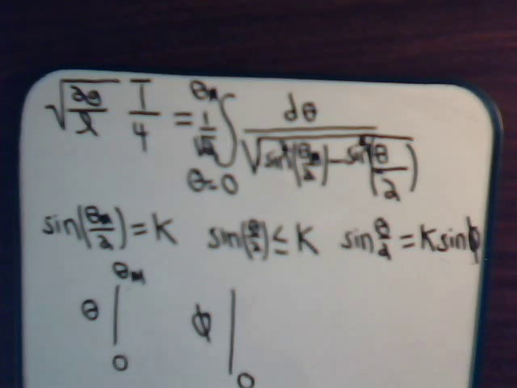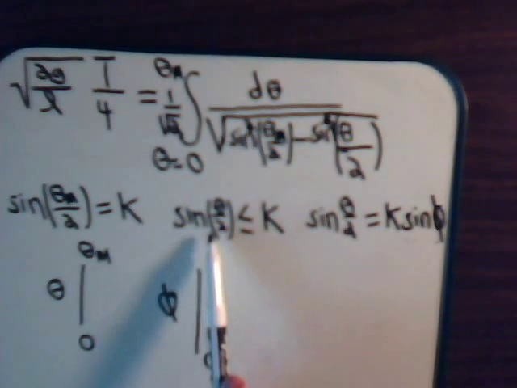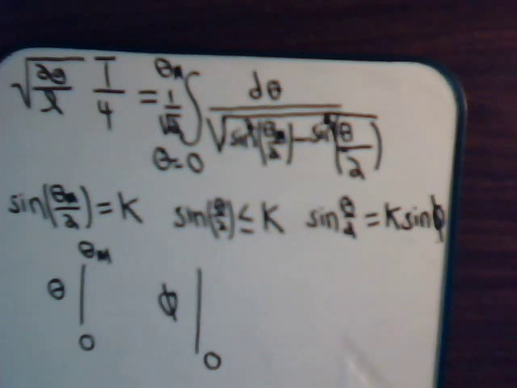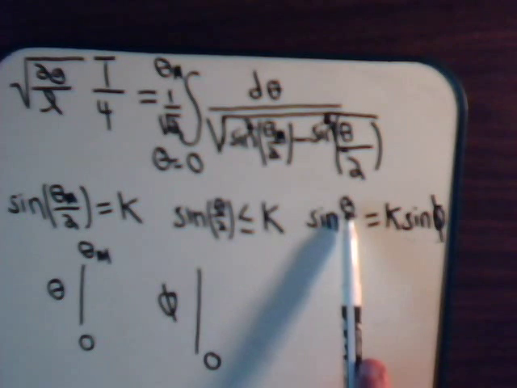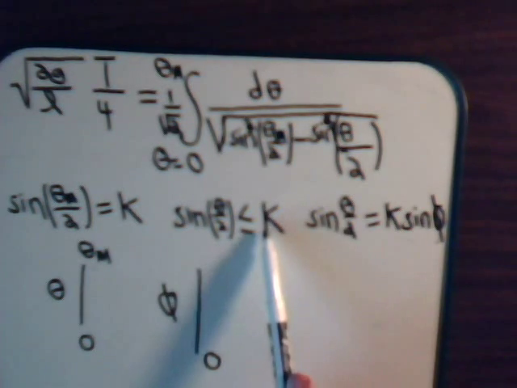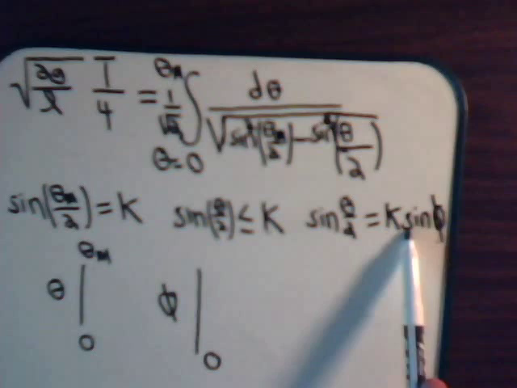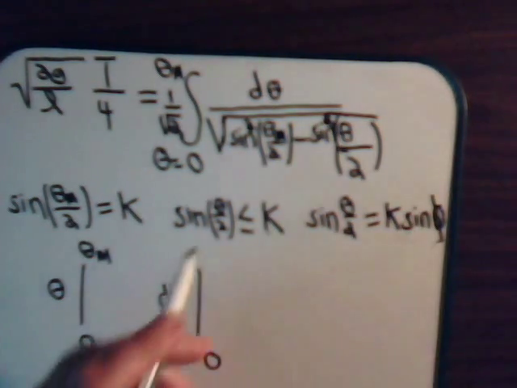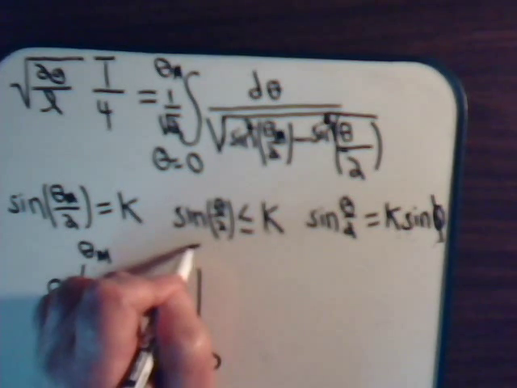Let's see why that's so now. We're saying that the sine of theta over 2 is less than or equal to k. When we have the maximum angular displacement, this becomes theta m, that's k. So then this has to be equal to 1. And the sine of psi at pi over 2 is 1.